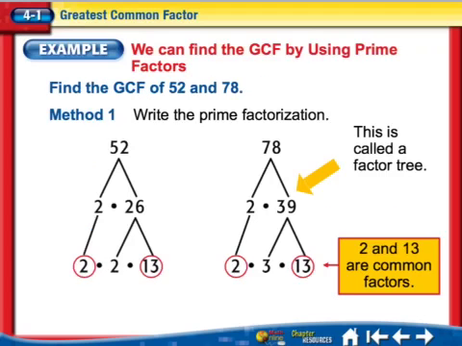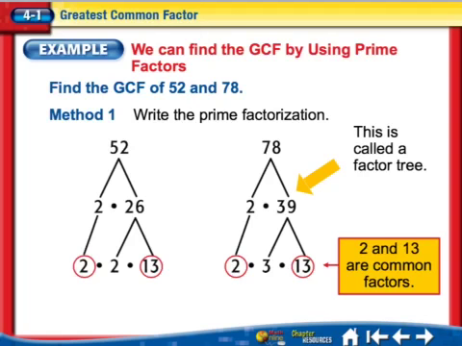All right, if you look at this page, you're looking at an example of an easy way to find the greatest common factor. If you take the two numbers you're trying to find the common factors of and factor them into primes, then you can multiply the primes by each other to find out the greatest. These are called factor trees.